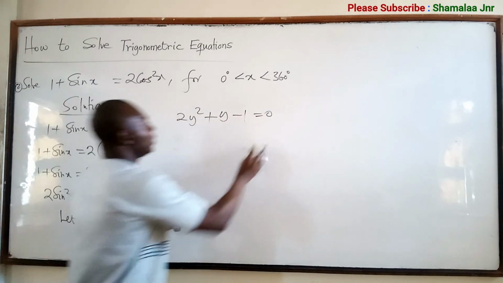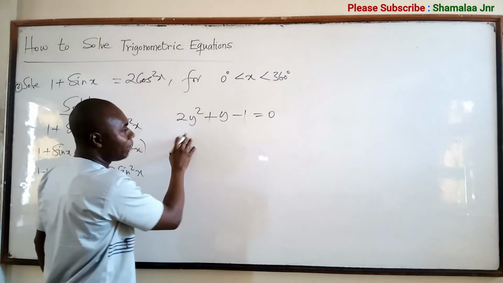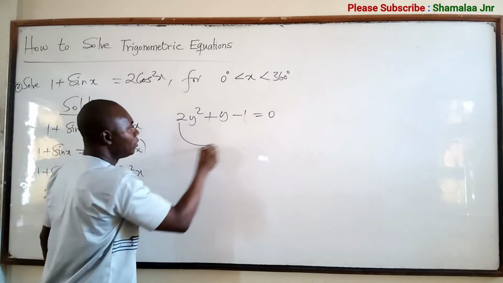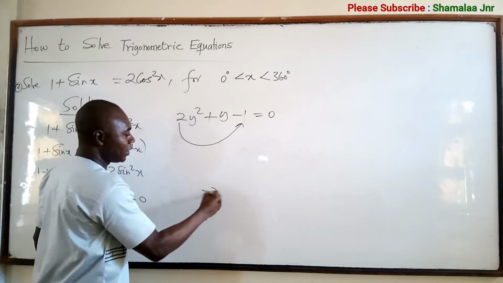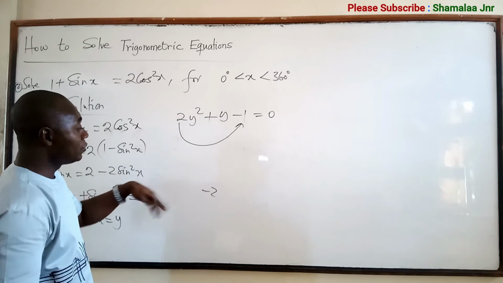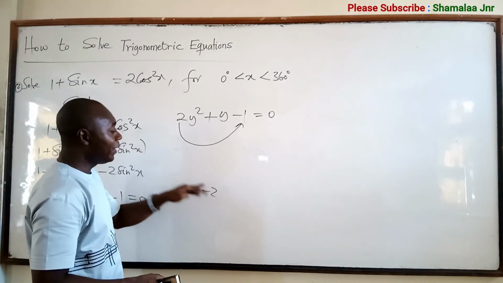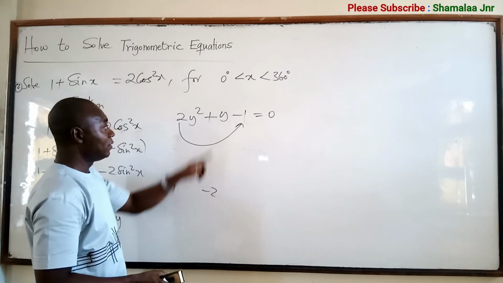This is a quadratic equation. So let's solve this one. Here we need two numbers which when multiplied will give us 2 times negative 1, which is negative 2, but when added will give us 1. So two numbers which when multiplied will give us negative 2, but when added will give us 1.